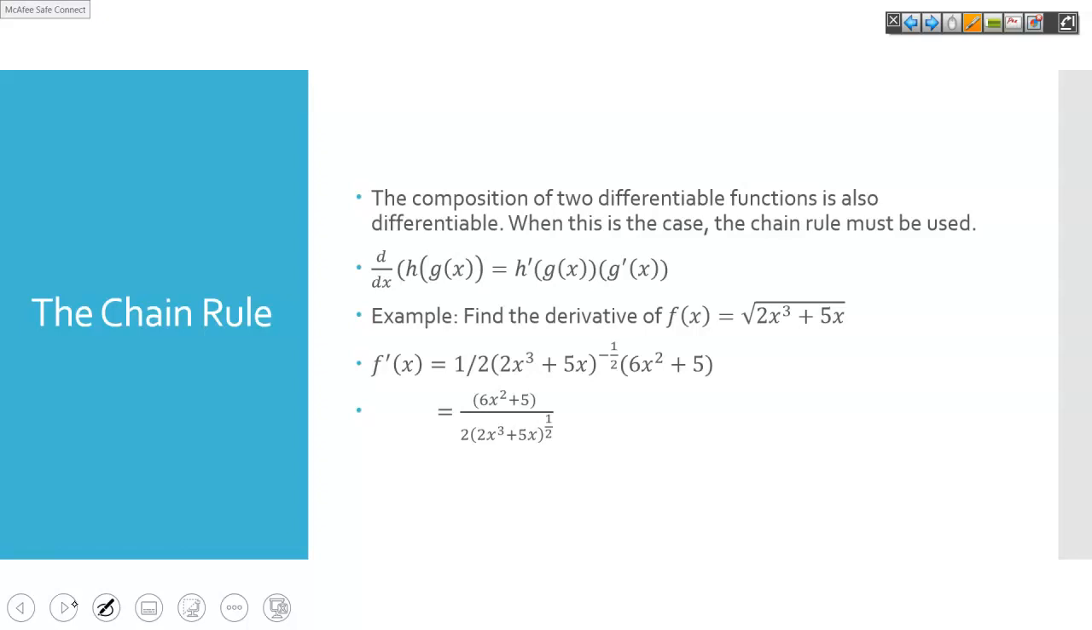Square roots are the most common chain rule function. The square root itself is the outside function. The inside function is that 2x cubed plus 5x. And then what happens is we have to also take into account domain. So is this function differentiable on the domain all reals?